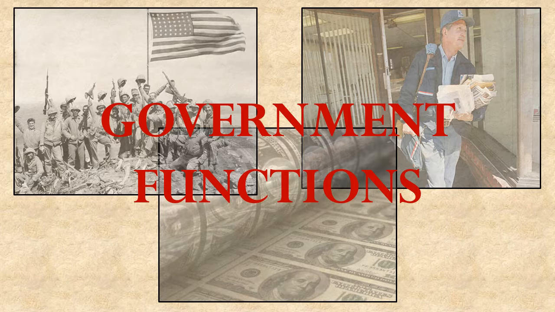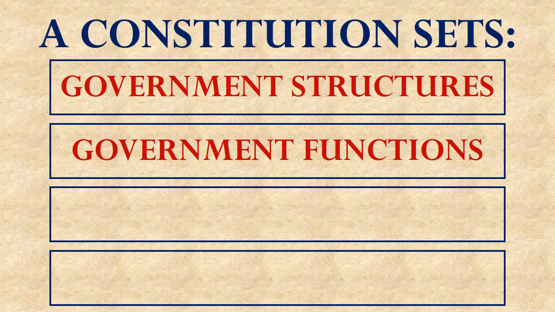This is another thing that a constitution can lay out. It can describe the structures in which government decisions are made, and it can also set the purposes for government, the things that it's supposed to be doing with the power given to it. So that's the second of our items that a constitution sets. It sets the functions for government.